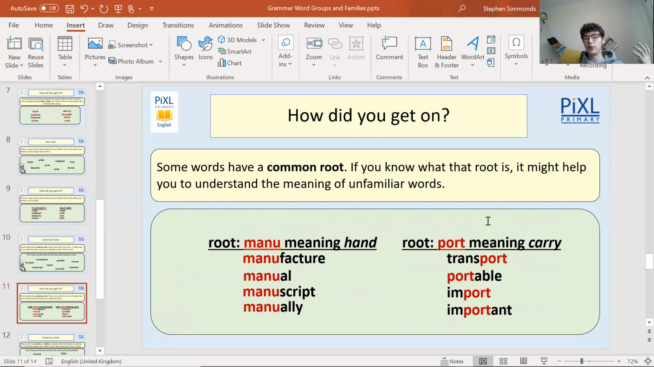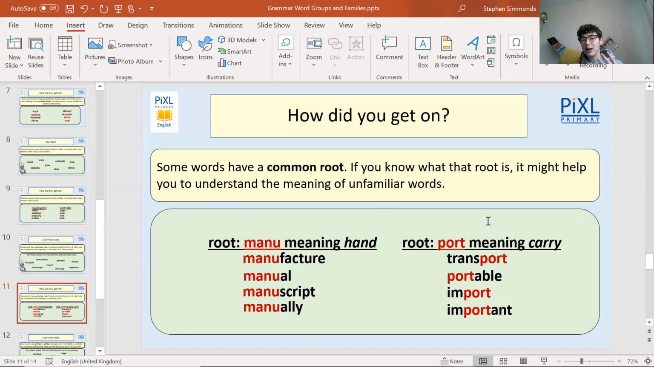Okay, year 6. So our root for the first family was manu, meaning hand. The words that come under that are manufacture, manual, manuscript, and manually. So that's one family we found with the root word manu, meaning hand. And then the other group was the root word port, which means carry. So you got transport, portable, import, and important.